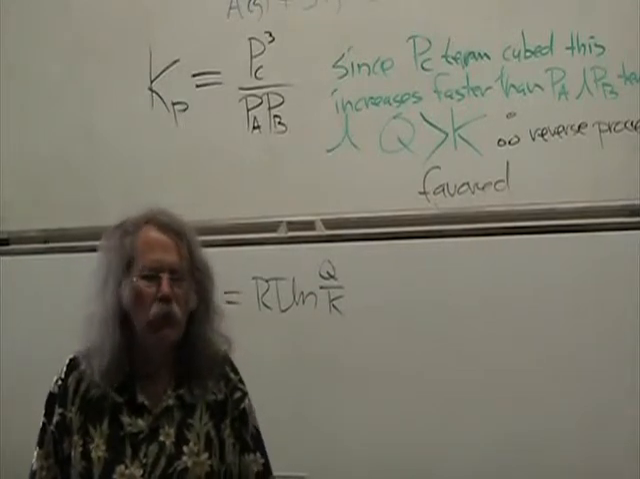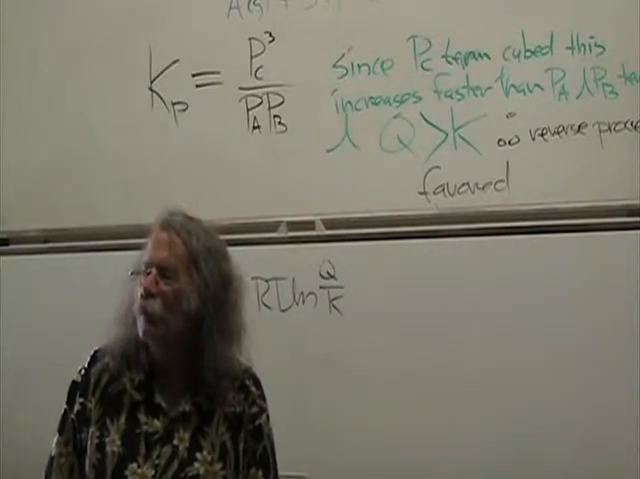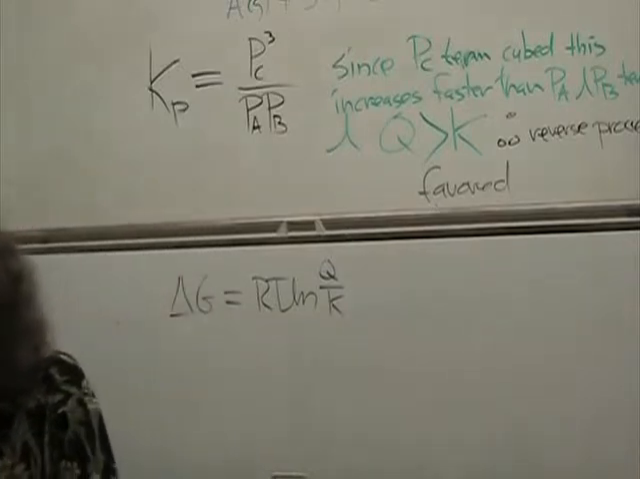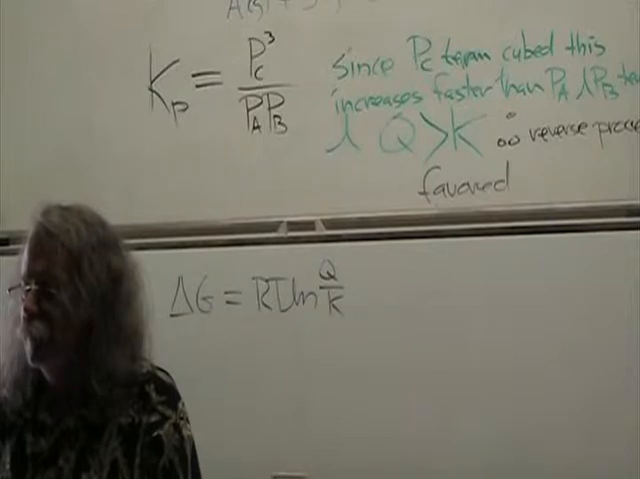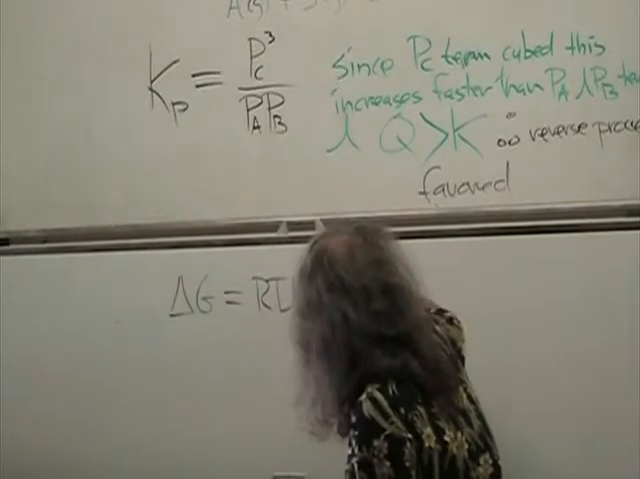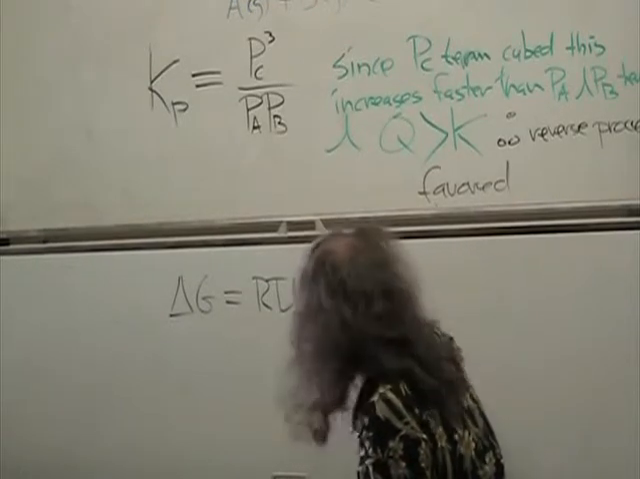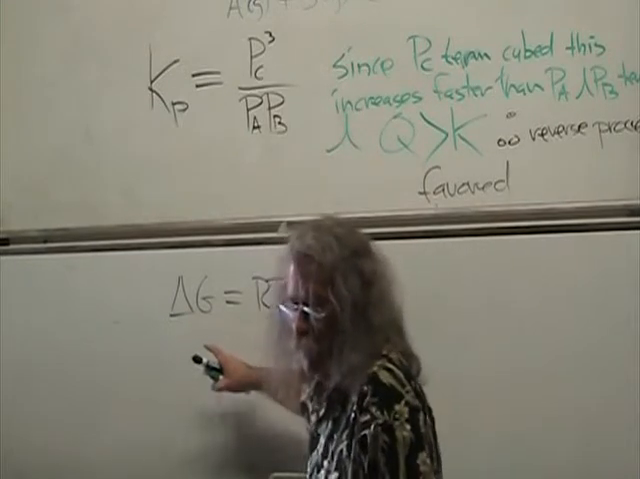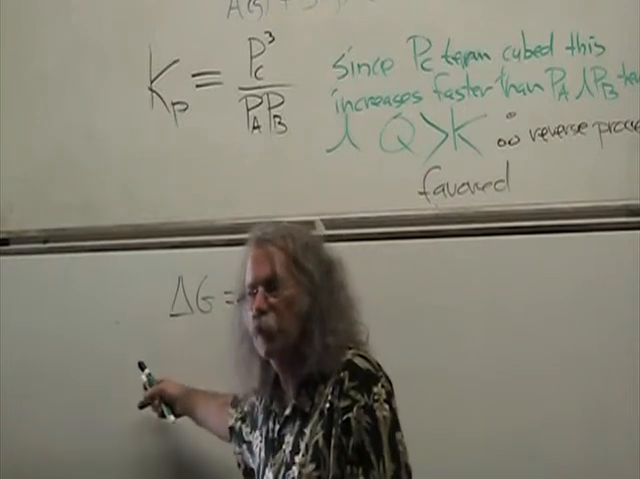Okay? So I just want to keep that fresh. It's going to be important on the final. Any other questions about that? So you said this Q over K is going to be positive, so RT natural log, that is going to be negative? Well, if Q over K is greater than 1, the natural log of that is going to be positive, so it's the reverse process that's going to have a negative free energy.